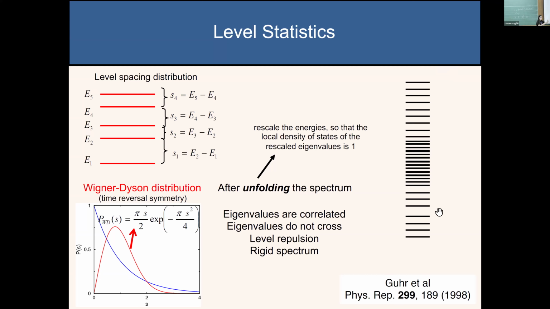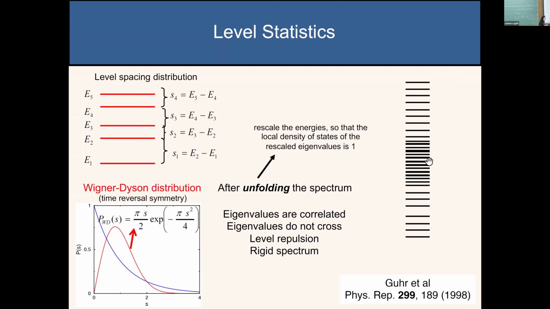If you do this unfolding, you guarantee now that the mean level spacing is 1. You remove these properties that are self-properties of the spectrum, and you're going to be checking just the fluctuations. And you will see just the opposite, that the largest repulsion is actually in the middle.